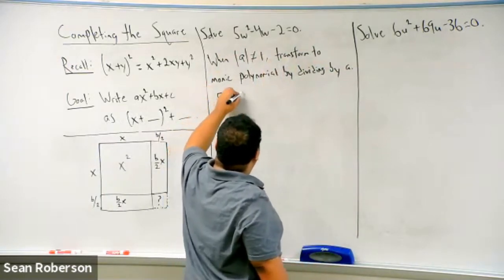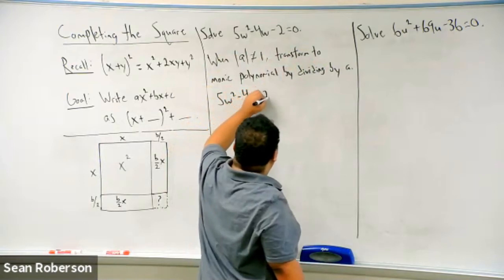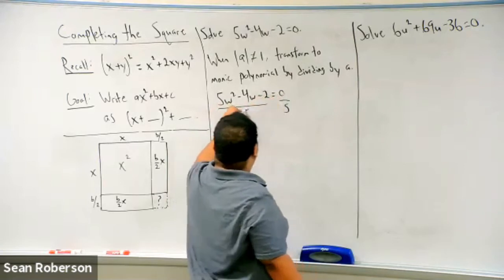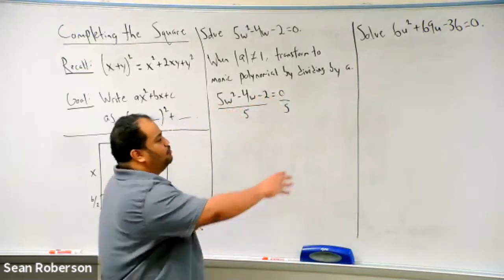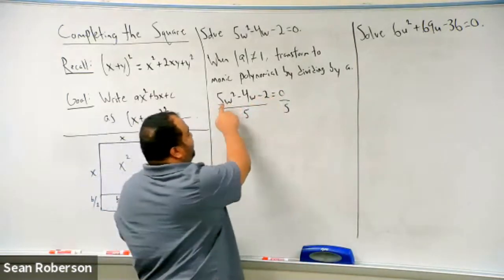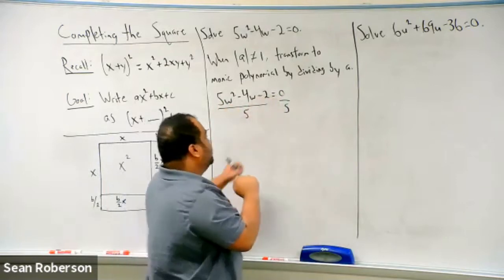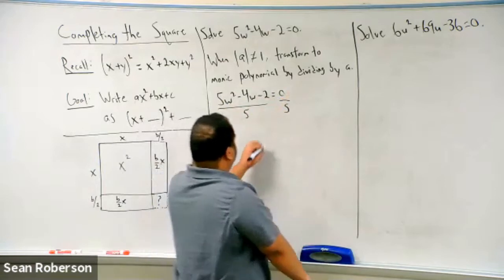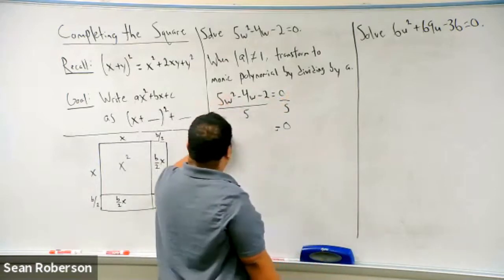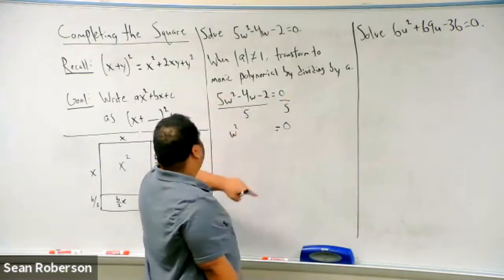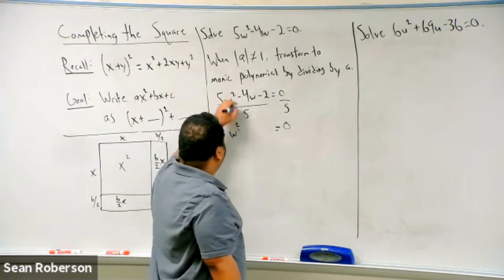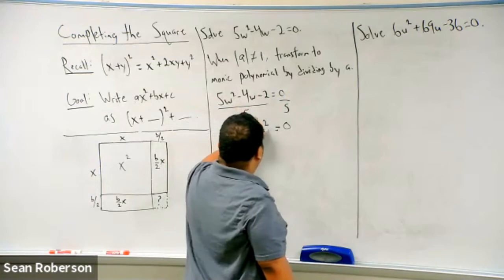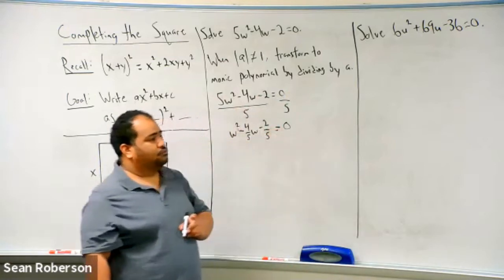I have 5w squared minus 4w minus 2 equals 0. And now I want to divide both sides by 5. Remember that on the left-hand side, that just means dividing each coefficient by 5. Remember that 0 divided by a non-zero number is 0, so that doesn't change. So here I'll have w squared, 5 divided by 5 is 1, minus 4 over 5w minus 2 over 5 equals 0.